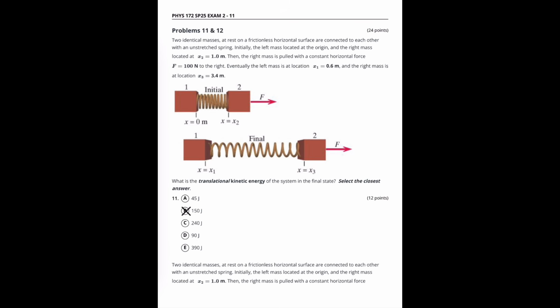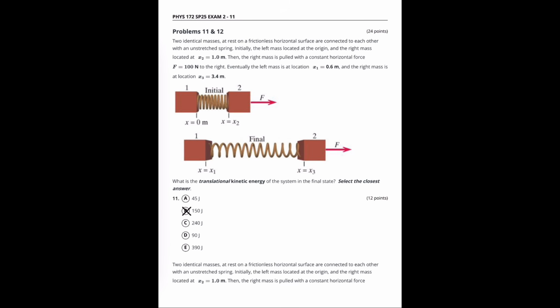Select the closest answer. We know by definition that the translational kinetic energy is equal to the net force dot the change in the position about the center of mass. So we know that F net, which is given to us as our applied force in the x direction, is 100 newtons.